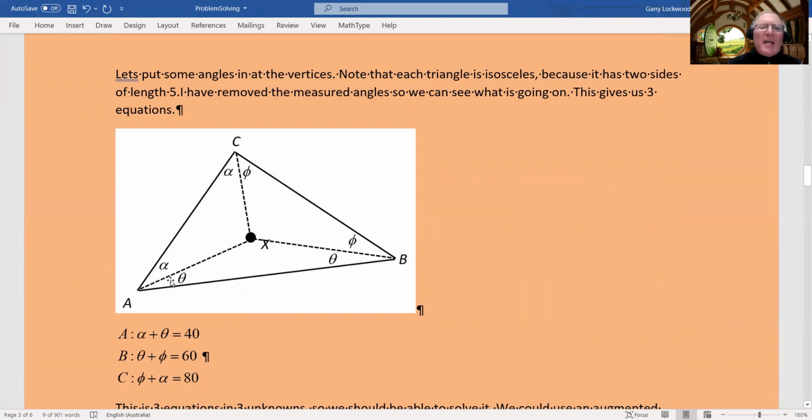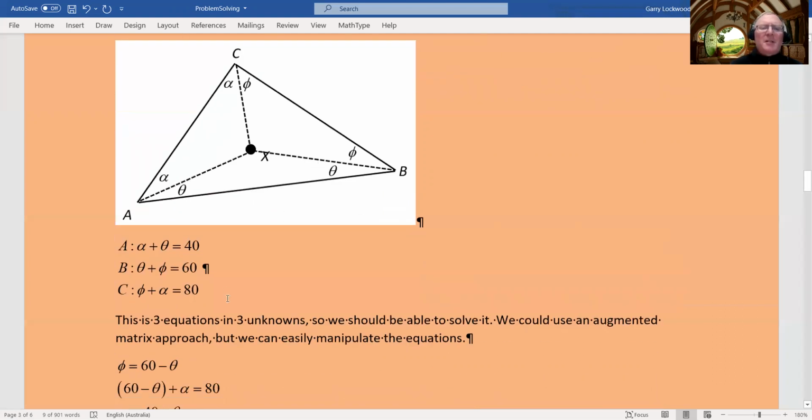So let's do something with our angles. This angle down here tells me that alpha plus theta is in fact 40. This one over here tells me that theta plus phi is 60. And this one over here tells me that phi plus alpha is equal to 80. So alpha plus theta is 40. Theta plus phi is 60. Alpha plus phi is 80. That's a linear system of 3 equations in 3 unknowns. We should be able to solve that.